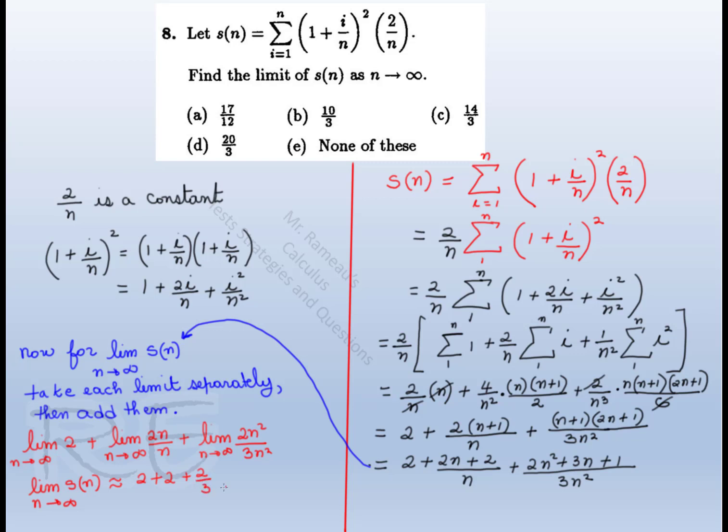We take the leading terms, and it's 2 plus 2 plus 2/3. It's 14 over 3, and the answer is C.